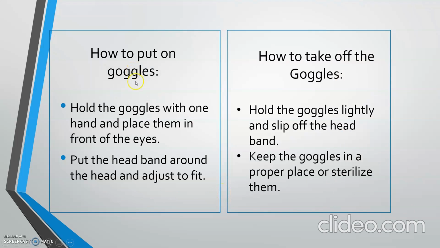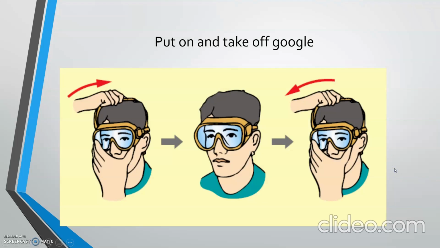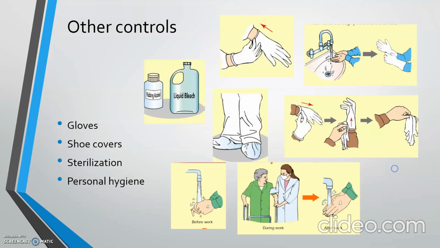So how to put on goggle? Hold the goggle with one hand and place them in front of the eyes and put the headband around the head and adjust to fit. To take off the goggle, you need to hold the goggle slightly and slip off the headband and keep the goggle in the proper place or sterilize them. This is how to put on and to take off your goggle.